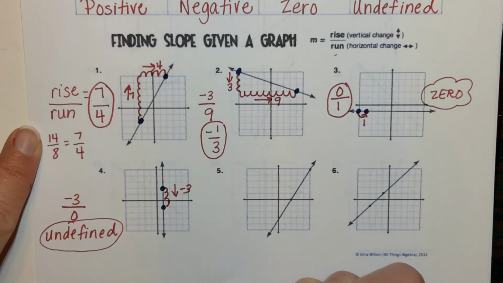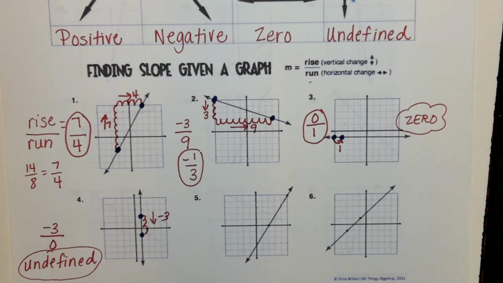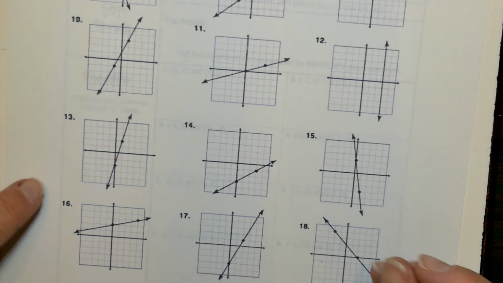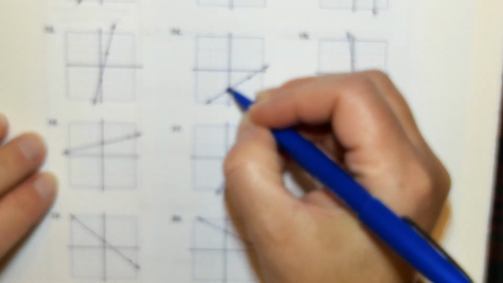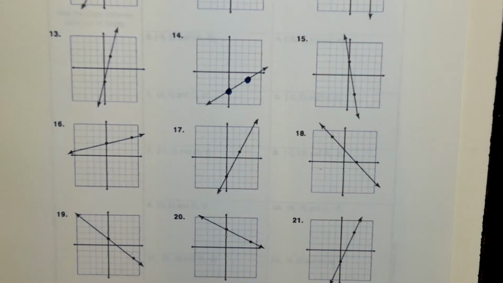And again, it all comes back to the fact that vertical lines are undefined slopes. So when the 0 is on bottom, that is undefined. And that would be your final answer, undefined. So when the 0 is on bottom, undefined. When the 0 is on top, slope of 0.